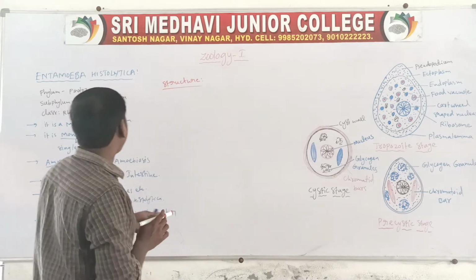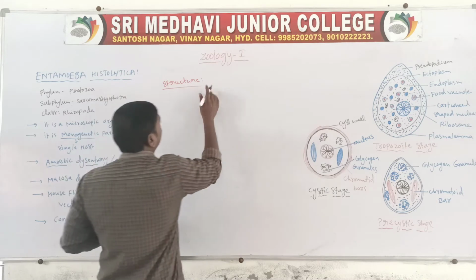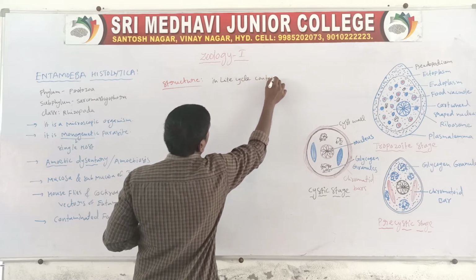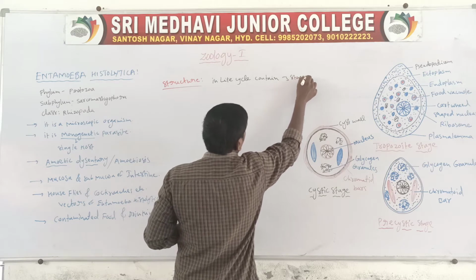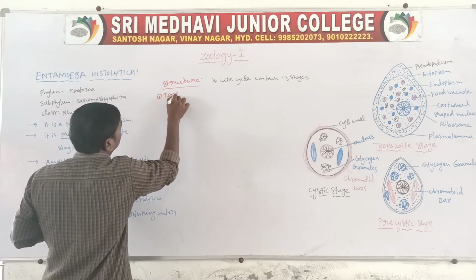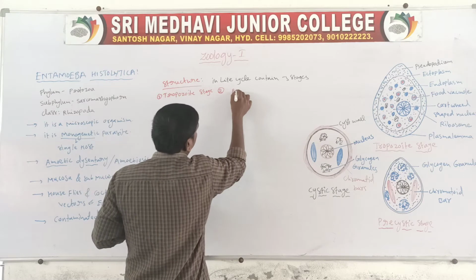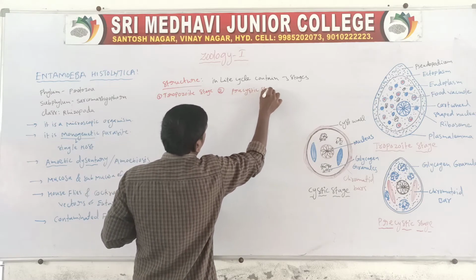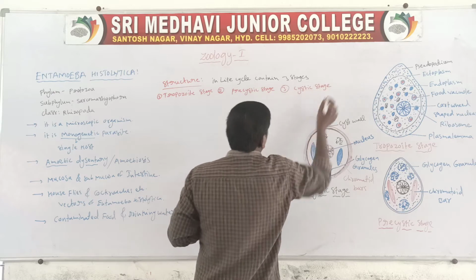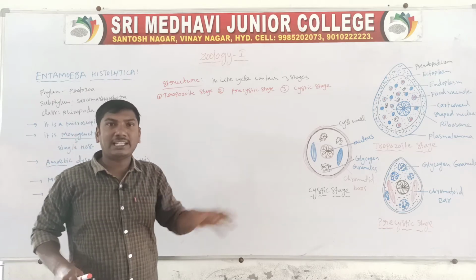Next, the life cycle of Entamoeba histolytica contains three stages. First, the trophozoite stage. Second, the precystic stage. Third, the cystic stage. The complete life cycle contains three stages.